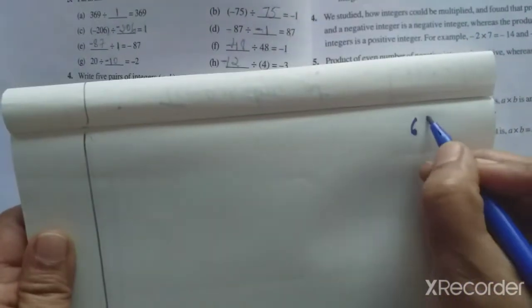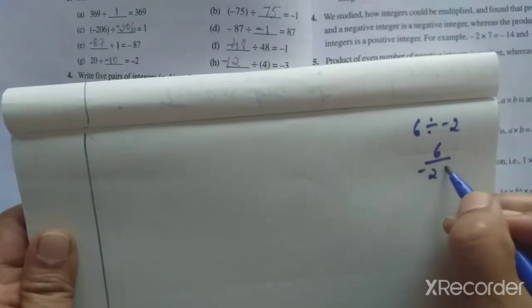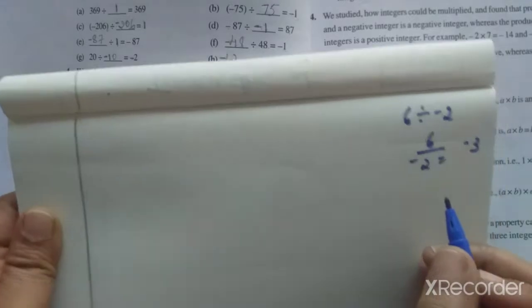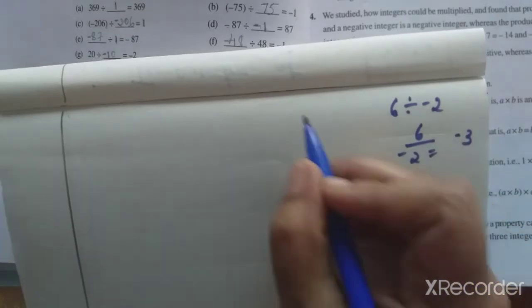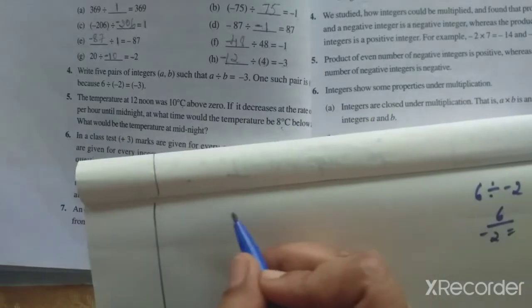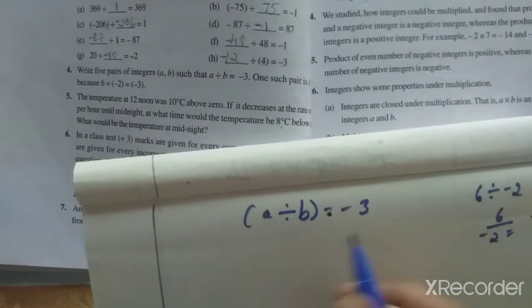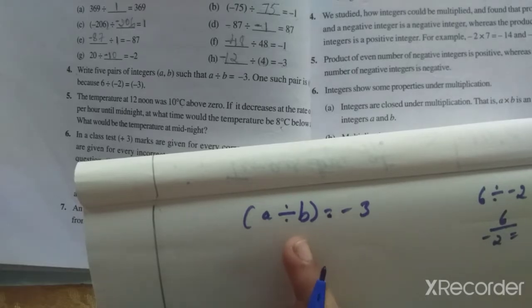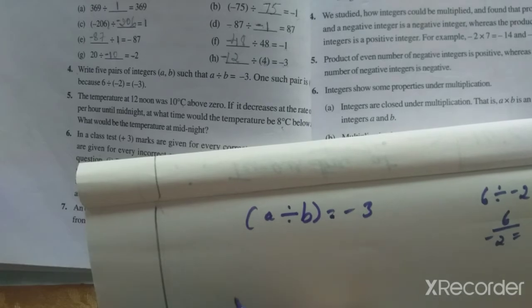So here 6 divided by minus 2. It means 6 by minus 2 equals minus 3. So after division, the quotient is minus 3. 6 by minus 2, the answer is minus 3. It means it is in the form of A divided by B equal to minus 3. So for any pair of numbers, numerator and denominator, after division we have to get minus 3.